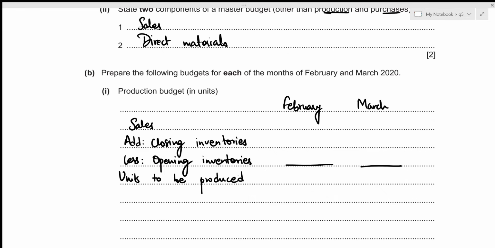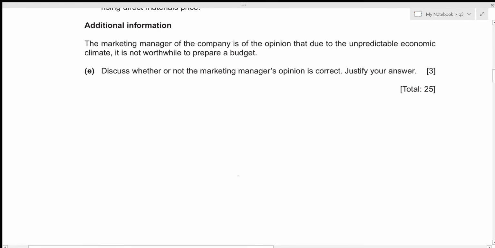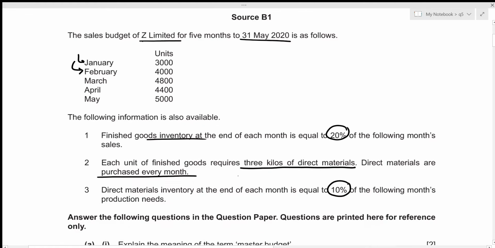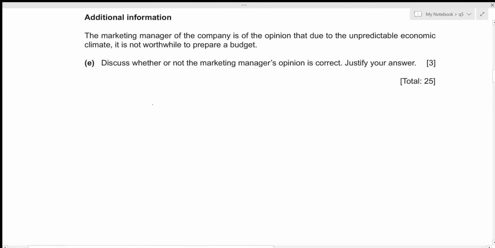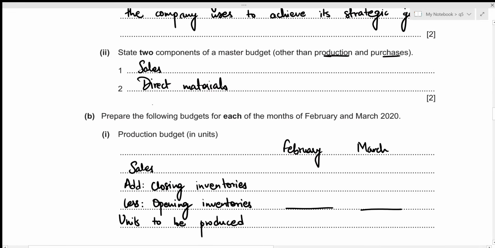We are given the sales units for the months of February and March in the above information, so I'm just going to substitute it. Okay, we can see that for February, the sales unit is 4,000, whereas for March, it's 4,800. So let's write it down. That's 4,000 for February and 4,800 for March.